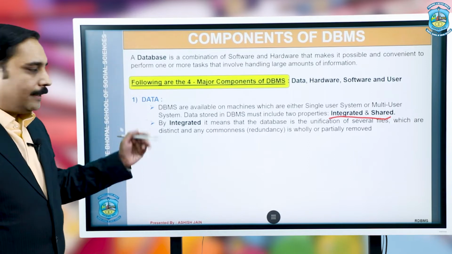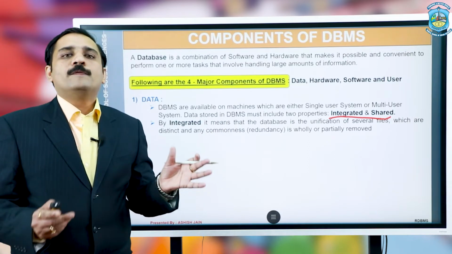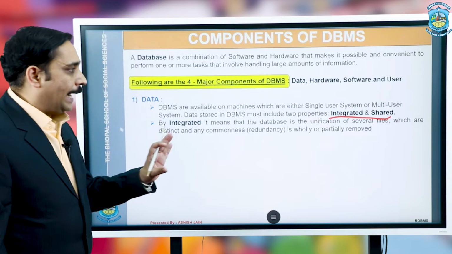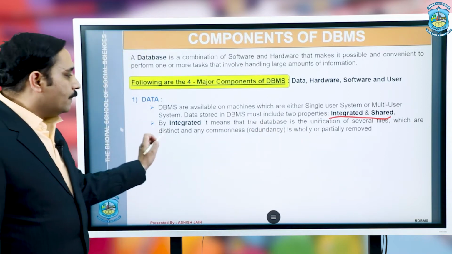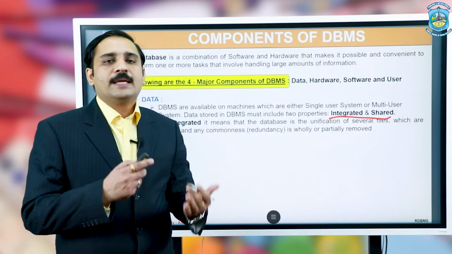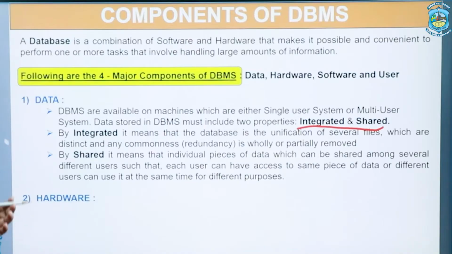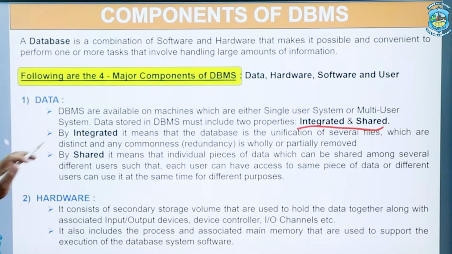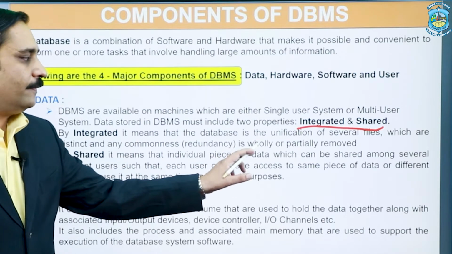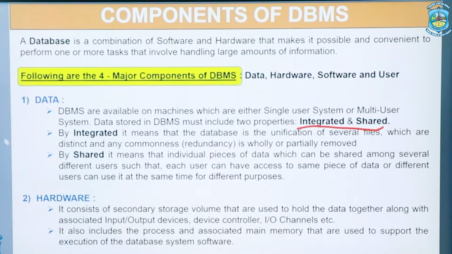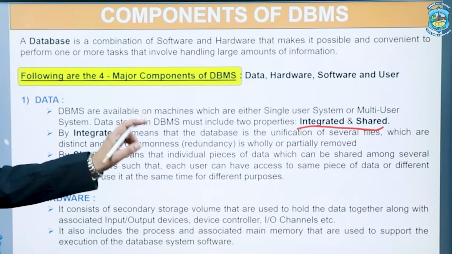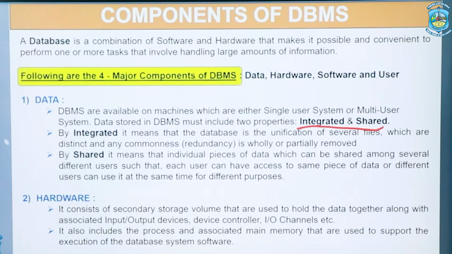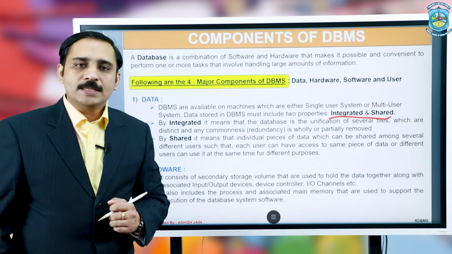By integrated, it means that the database should be a unification of several types of data or entities, or we can say files, together that are distinct and have some kind of common attributes so that we can have a connectivity among them. Then it should be shared. By shared, it means that the individual pieces of data can be shared among several different users such that each user can have access to the same piece of data, or we can say different users can use them according to their need and they work on the same system.